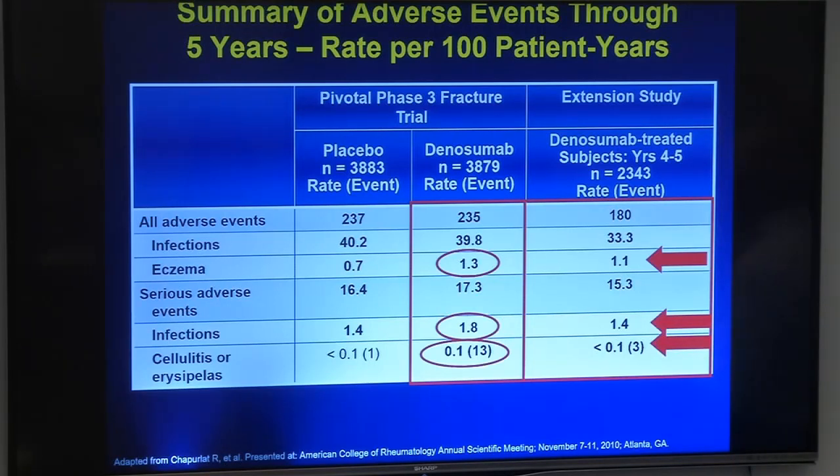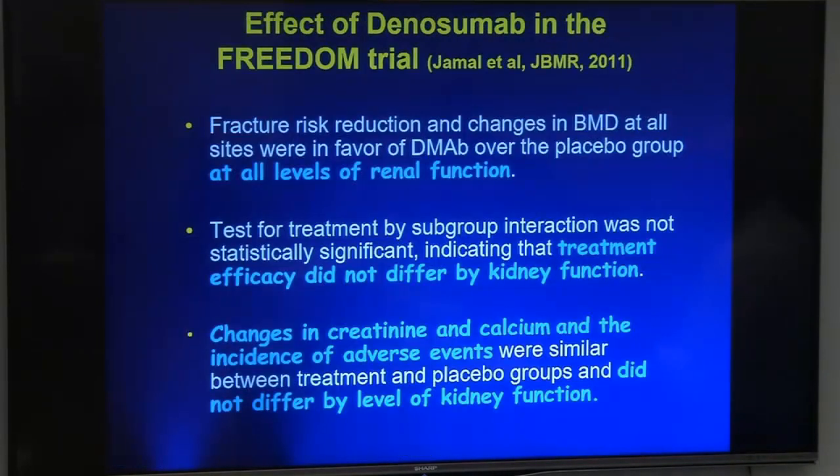And I have never seen a case of cellulitis. And we now have how many years of experience with Denosumab? We have 8 years of experience since it was approved in June of 2010. And it's just not happening. We're not seeing it.